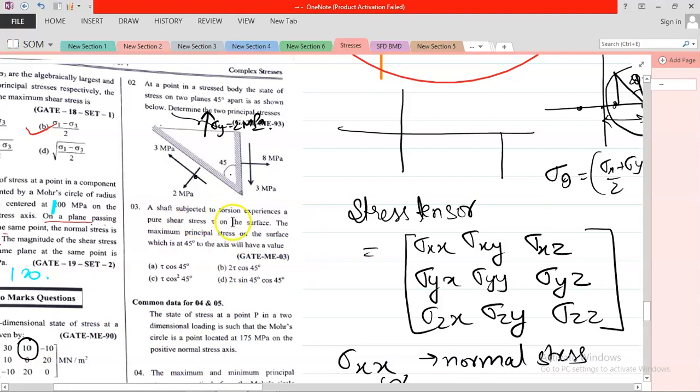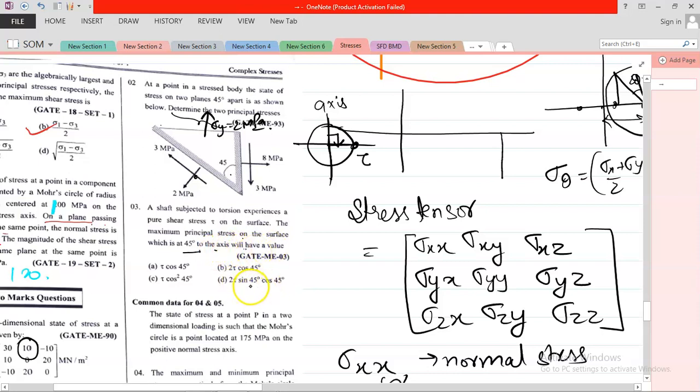a pure shaft is subjected to torsion, experience a pure shear stress, the maximum value of principal stress. So the same problem that I discussed earlier. If a pure shear stress condition, it will be a circle and this is your plane of the body and it is given 45 degree to the axis. So it means 90 degree turning with the axis. So this is your axis line. If you turn it, then this value is also tau. Maximum principal stress on the surface which is 45 degree to the axis with a value.